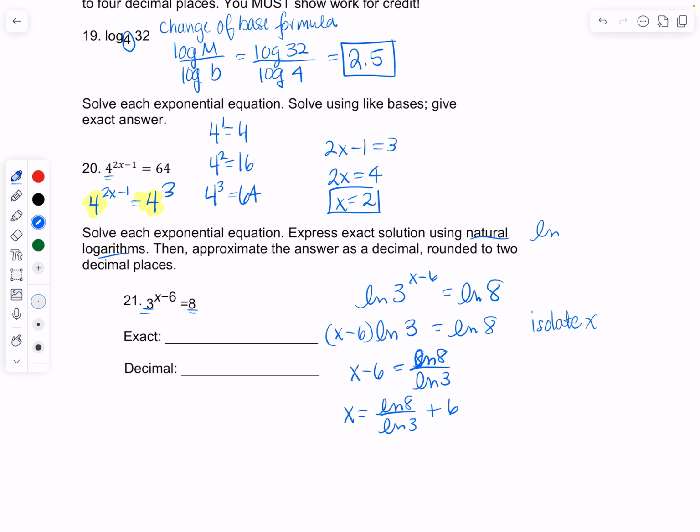So in your calculator, use parentheses. So parentheses ln of 8 divided by ln of 3, end parentheses, and then add 6. And when I do that, I get x equals 7.8927. It says round to 2 decimal places, so that's a hundredths place. I see there's a 2 behind it, so I'm going to leave it alone. So 7.89 would be my answer. And that's my decimal answer. So 7.89. My exact answer is x equals ln of 8 over ln of 3 plus 6.